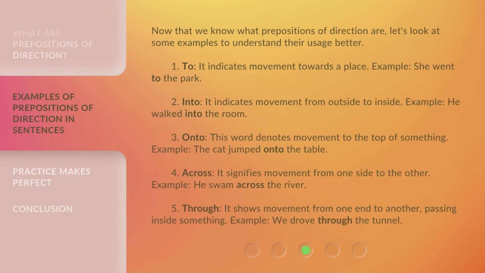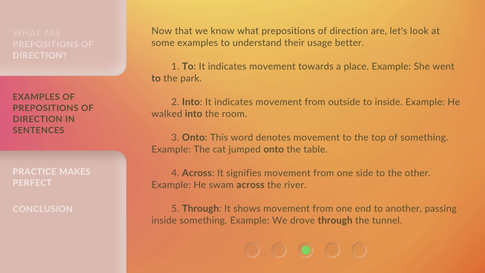Now that we know what prepositions of direction are, let's look at some examples to understand their usage better. 1. To. It indicates movement towards a place. Example: she went to the park. 2. Into. It indicates movement from outside to inside. Example: he walked into the room.